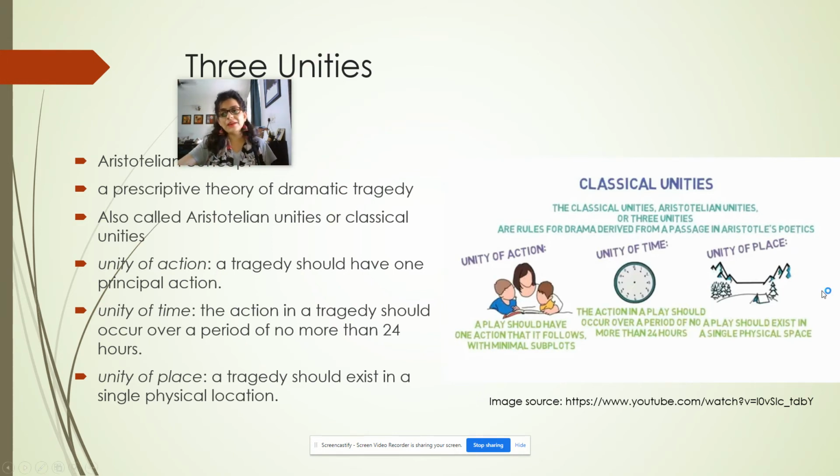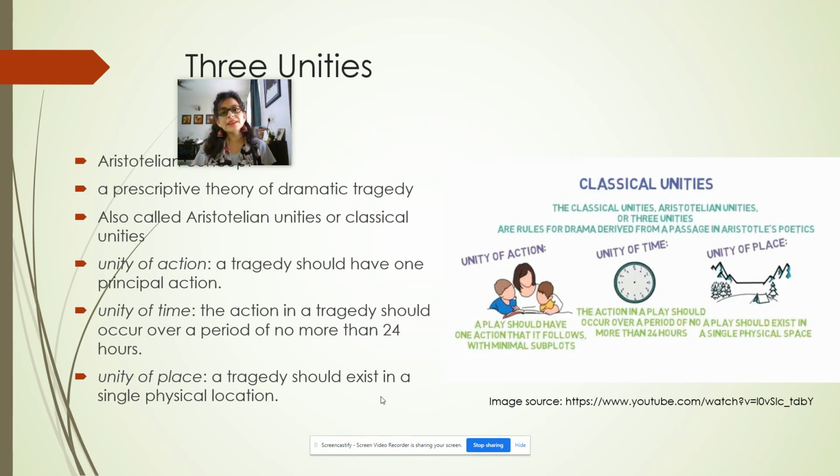And finally, we come to the unity of place, which said that a tragedy should exist in a single physical location. So the setting should be only one geographical location and not multiple settings or multiple cities, because that will become very unrealistic.